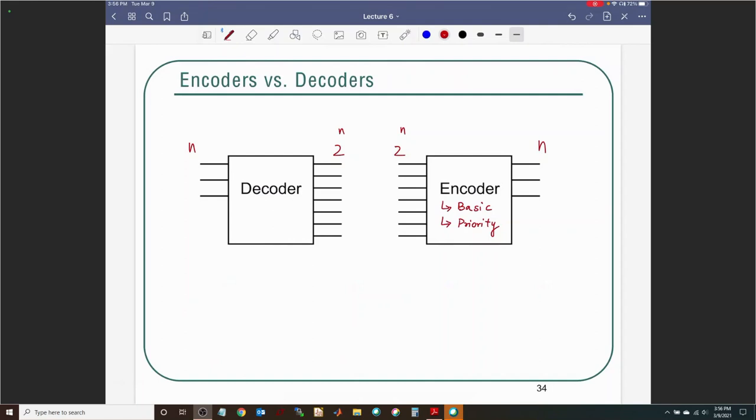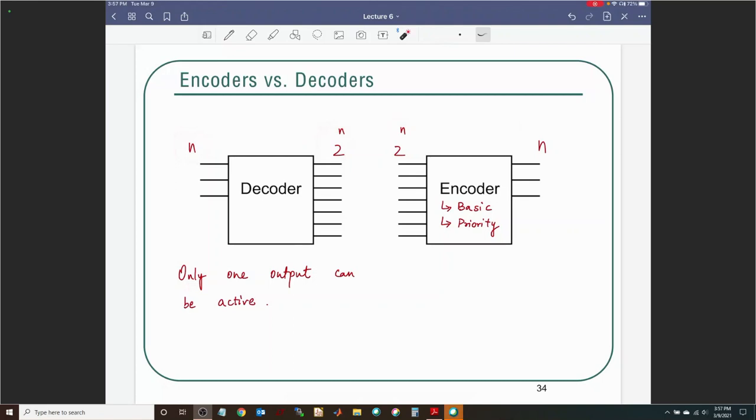For decoders, we said only one output can be active at any given time, right? So only one output can be active. An encoder has 2 to the n inputs and log base two outputs. So if you had a 3-to-8 decoder, now you will have an 8-to-3 encoder, 32-to-5 encoder, 16-to-4, and so on. So that's related by log, base 2.